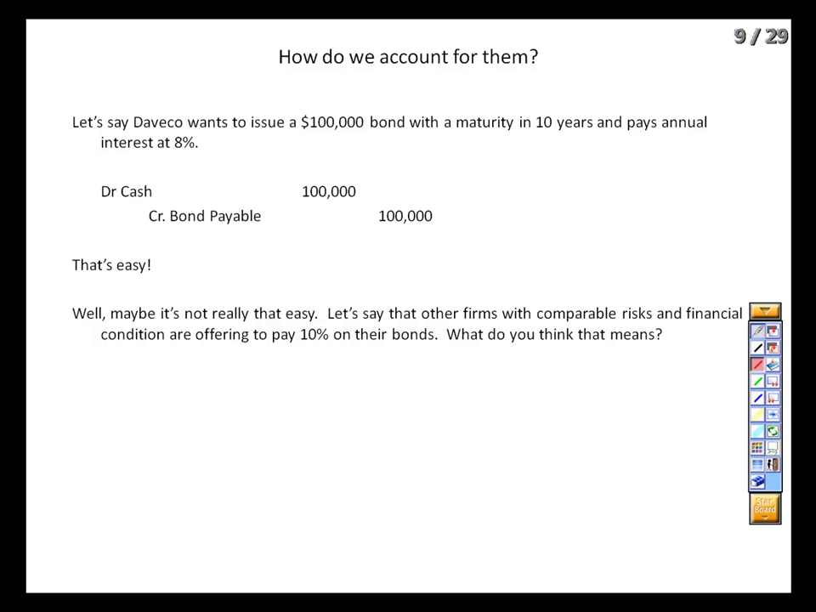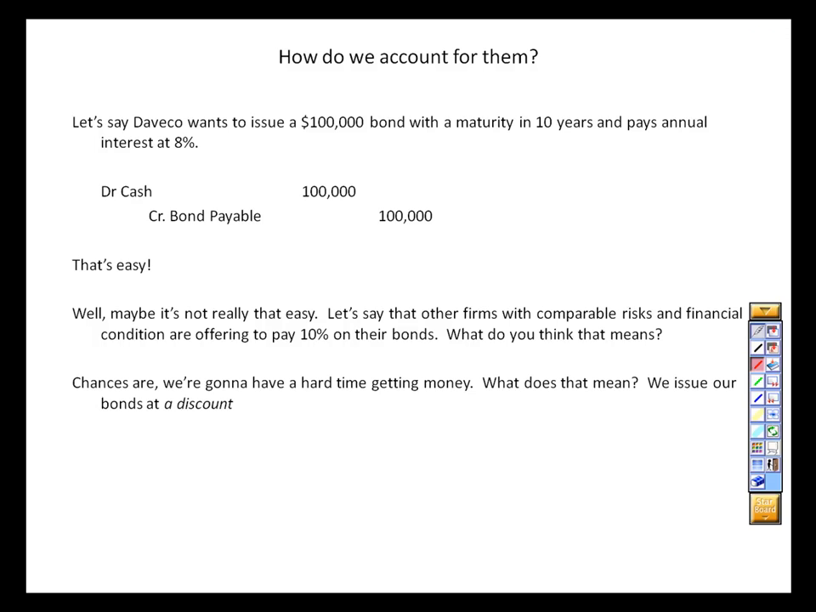That was easy. Though in reality, it may not be as easy as that. So, we're paying 8% on our bond. What if other companies out in the marketplace with risk characteristics similar to Daveco are offering 10% return on their bonds? What does that mean to Daveco? It means that Daveco is going to have an awful hard time selling its bonds. In fact, it probably won't be able to.